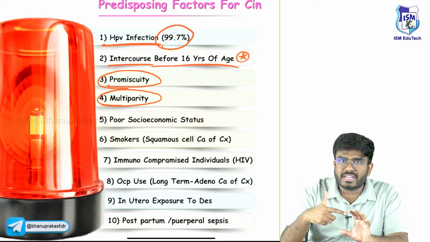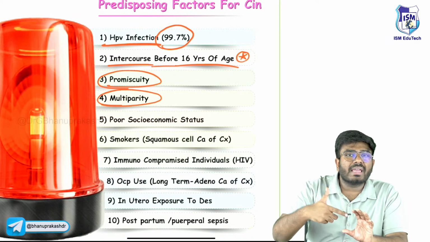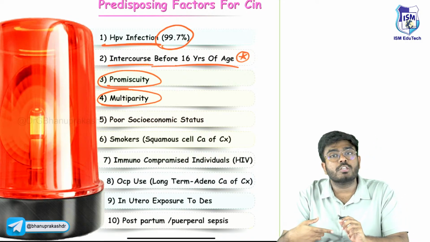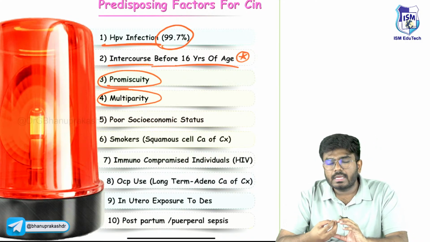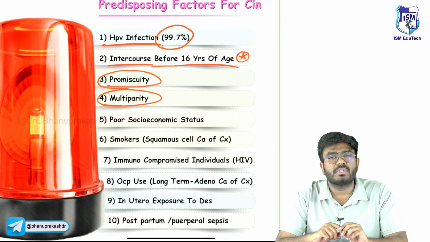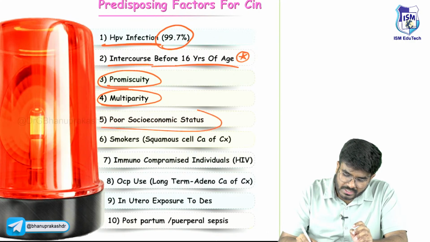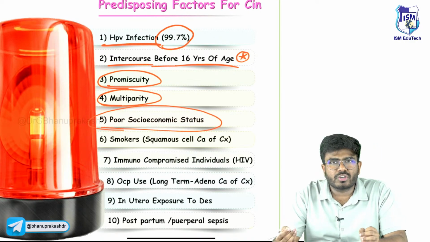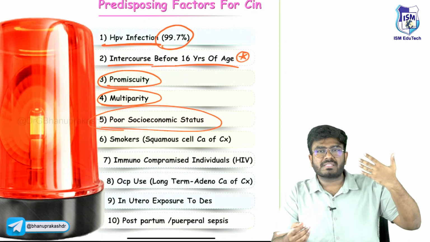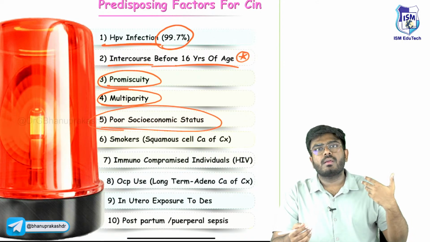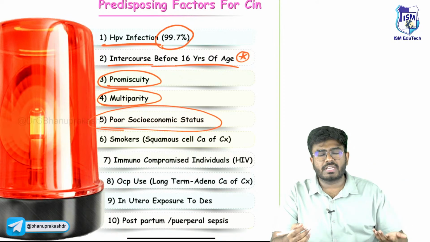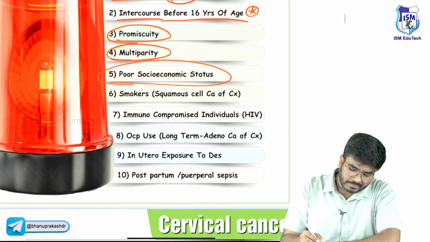So there should be a replenishment. The cells are going to divide again and replace the lost cells. During that process, there is a chance that those cells can undergo dysplastic change and lead to cervical intraepithelial neoplasia. Next, poor socioeconomic status, poor hygiene. Poor socioeconomic status means maybe she does not have proper sexual hygiene, or maybe she is a commercial sex worker. Because of the poor socioeconomic status, she can end up getting HPV.